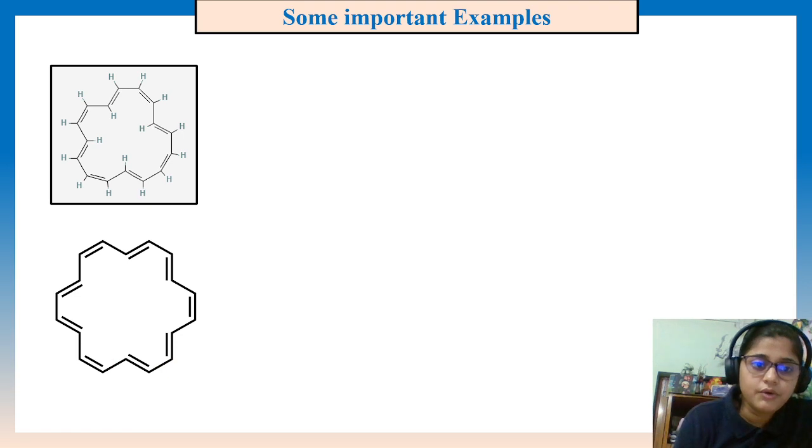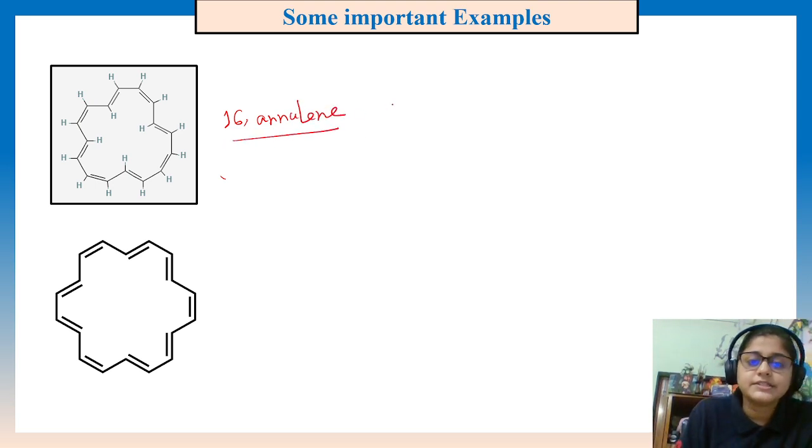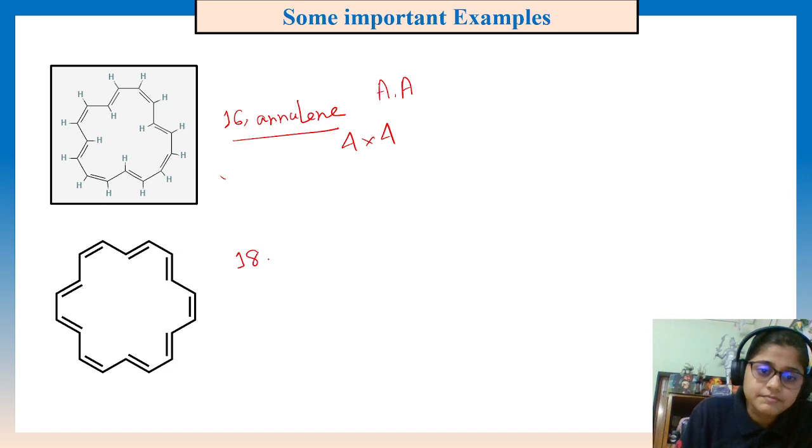Now this is 1, 2, 3, 4, 5, 6, 7, 8, 9, 10, 11, 12, 13, 14, 15, 16. This is [16]annulene. 16 annulene will be anti-aromatic, 4n, that is 4 into 4. Here this is [18]annulene.